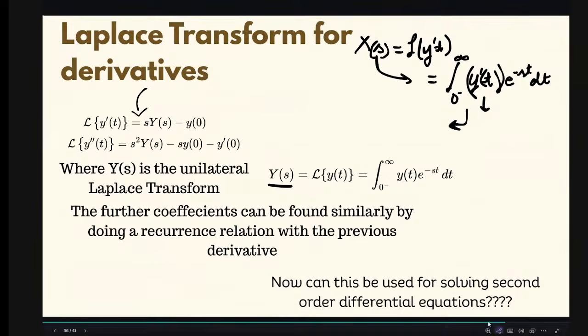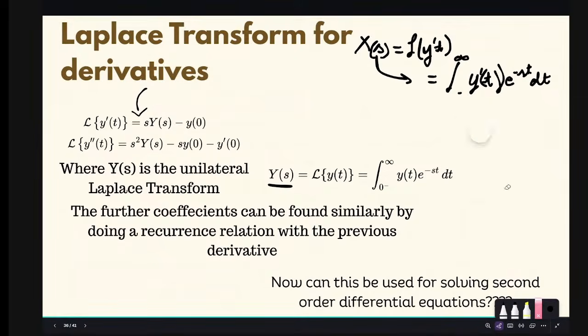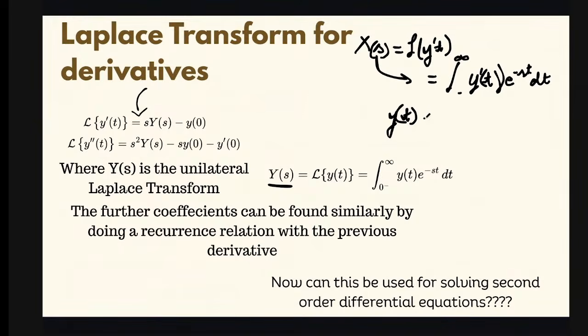We get this to be equal to, one second, this can be written as d of y of t. So I can write this as y of t times e power minus st, limit infinity to 0, minus y of t times s times e power minus st dt, right? 0 minus to infinity.